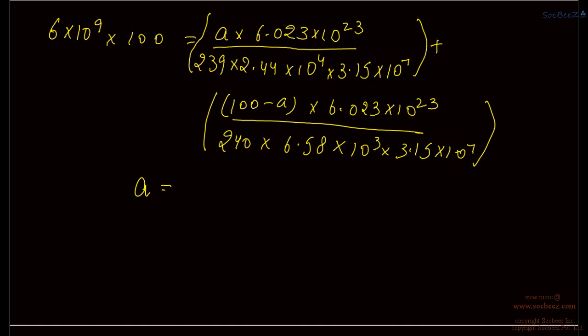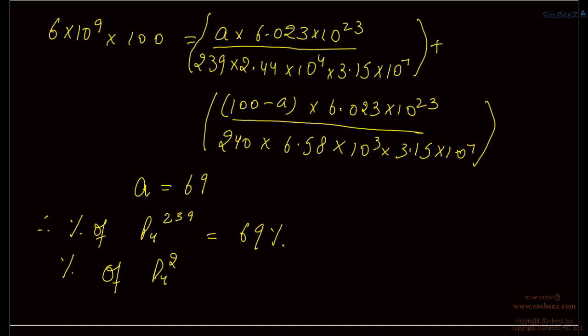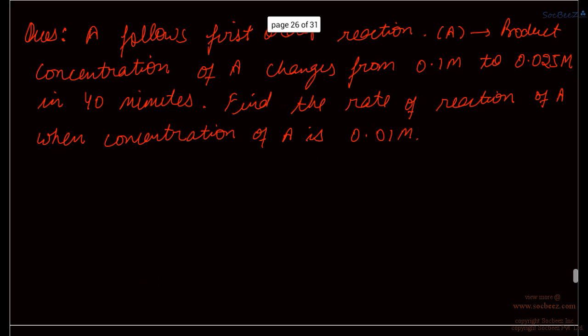Okay, so from here if we solve this expression completely, we will get the value of A as 69. Therefore, the respective percentage will be 69%, and the percentage of the other is 100 minus 69 equals 31%. This was what you were supposed to find out.